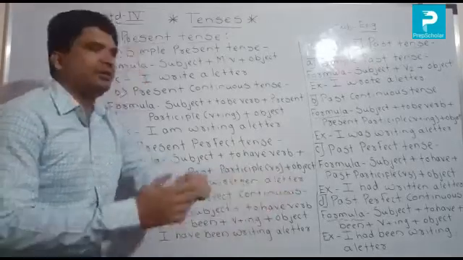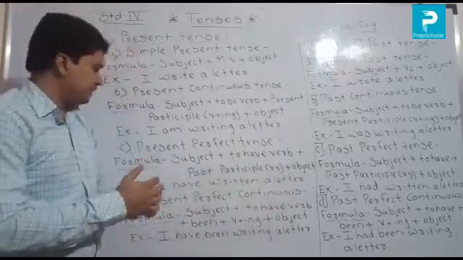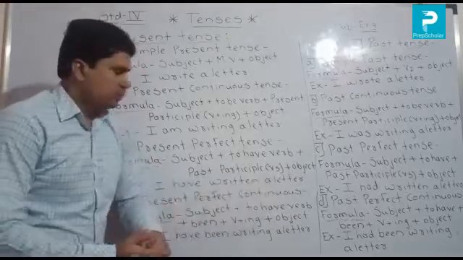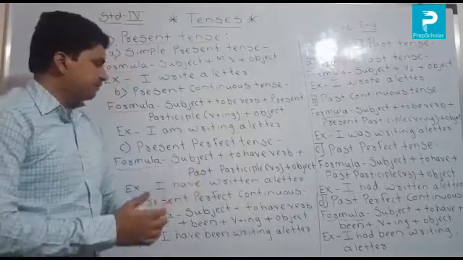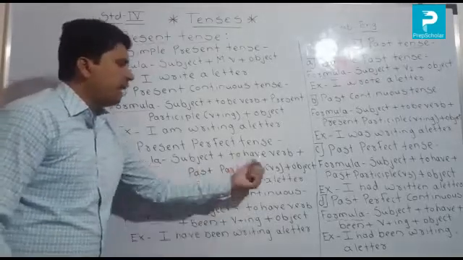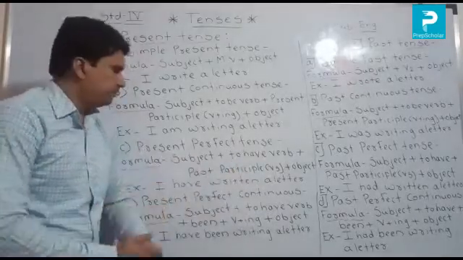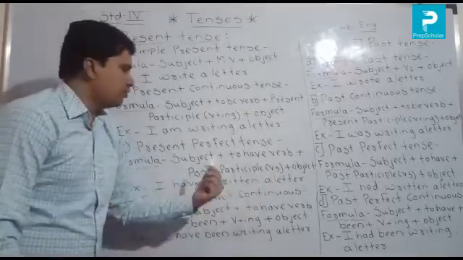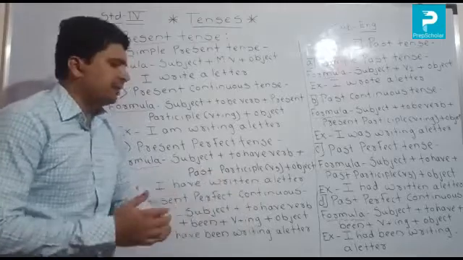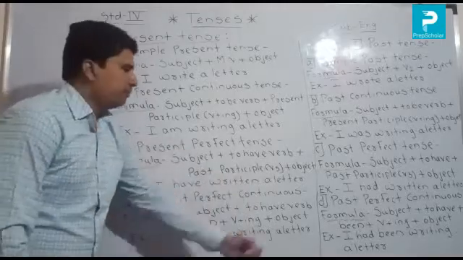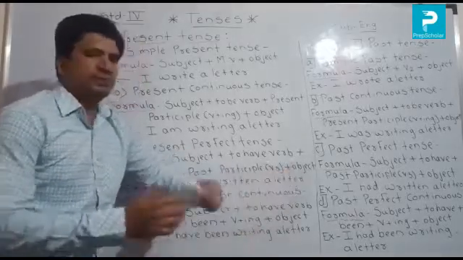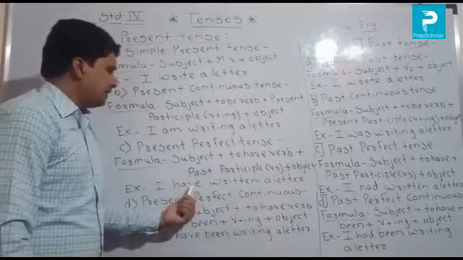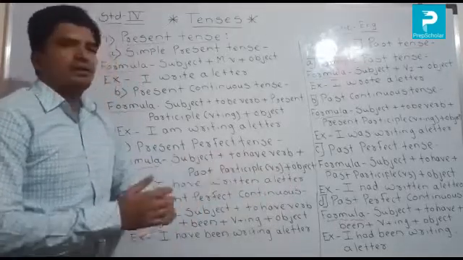Then object म्हणजे कर्म. So example here: I have written a letter. So I is the subject, have is the to have present verb, then written is the V third, or we can call it the third form of the past participle verb, and a letter is the object. So I have written a letter is an example of present perfect tense.